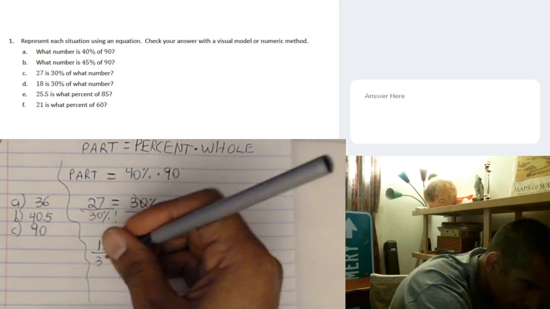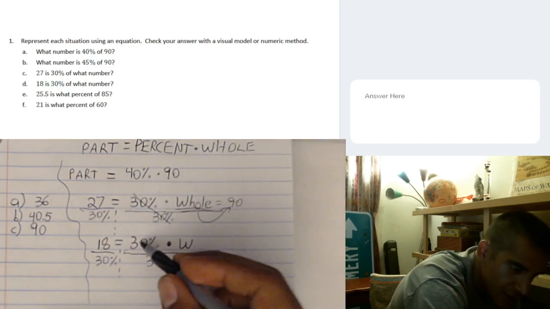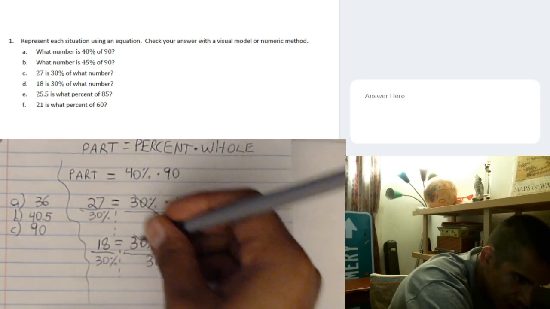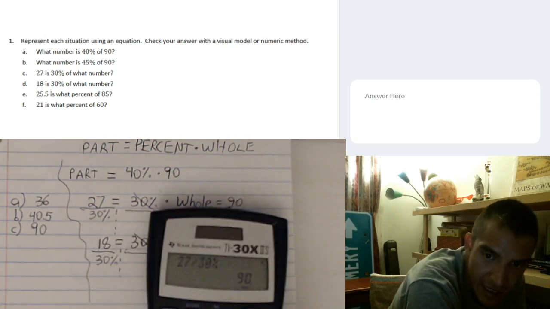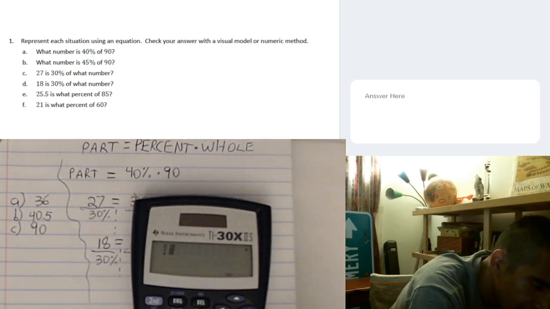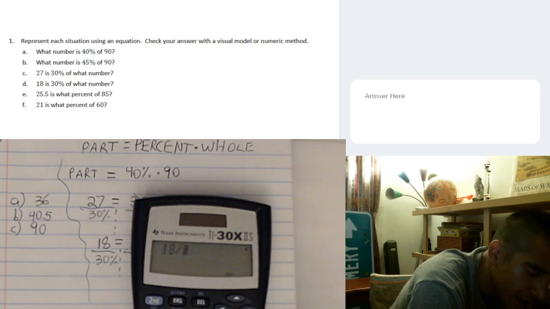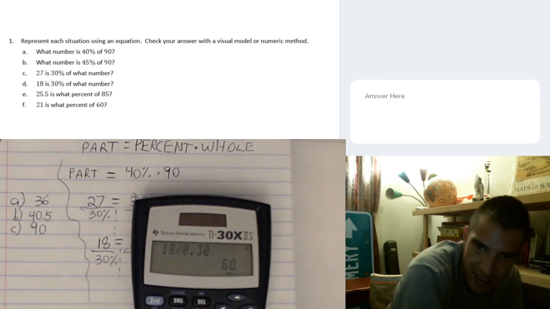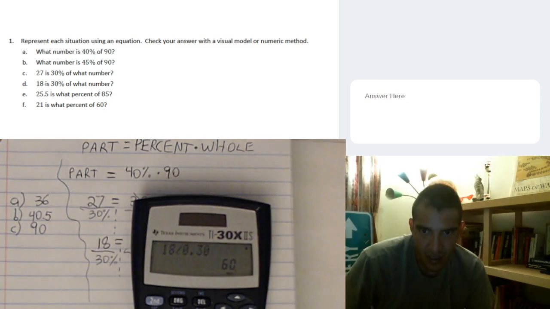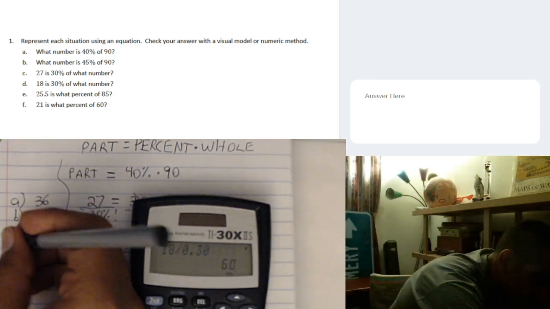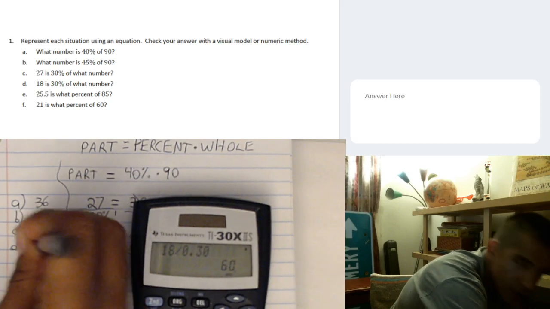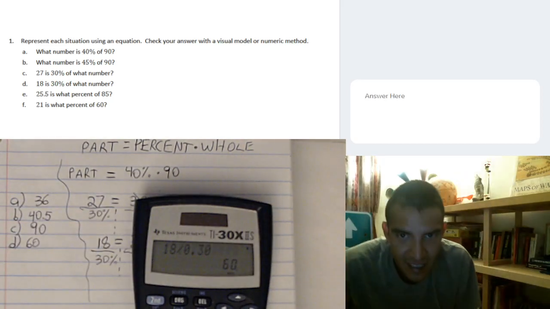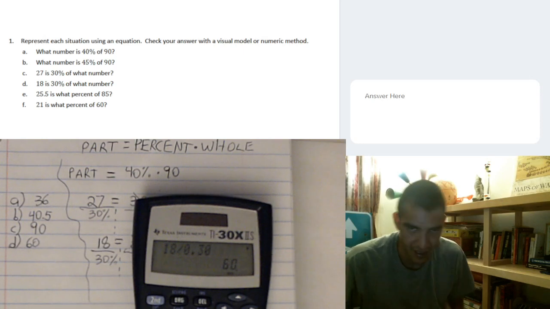Once again, on this side, 30% divided by 30% gets crossed out because it equals 1. Then on the other side, 18 divided by 30%. I'm going to try 0.30 because sometimes the decimal is quicker to enter. This time we got 60. So 60 is that whole number. 18 is 30% of 60.